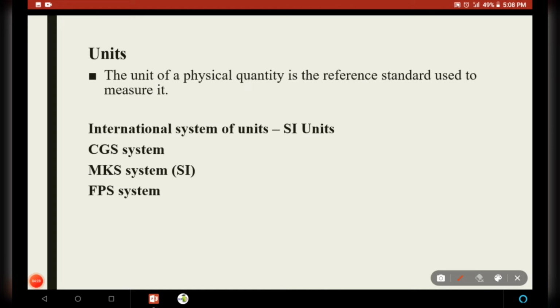The unit of a physical quantity is the reference standard used to measure it. This is the reference standard. It is required to measure the quantity. There are some systems of these units. In that, the standard one is the SI unit, which is used by the whole world. The full form of it is International System of Units. In that there is the CGS system.